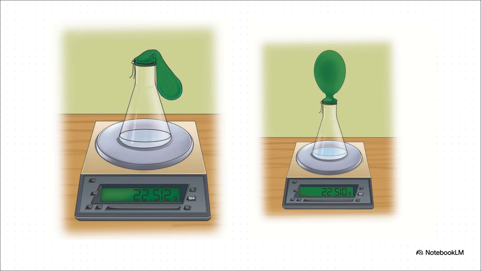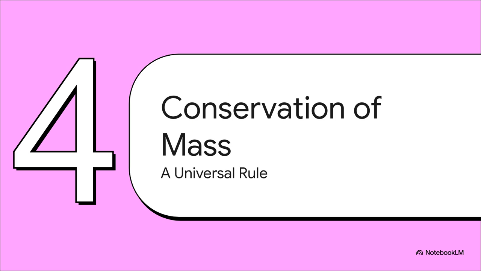By sealing the flask, we captured the invisible gas that just floated away in our previous attempt. It turns out, gas has mass. The missing matter didn't disappear at all. It just changed into a state we couldn't easily see, proving the mass was literally there all along. Which brings us perfectly to Section 4, Law of Conservation of Mass.